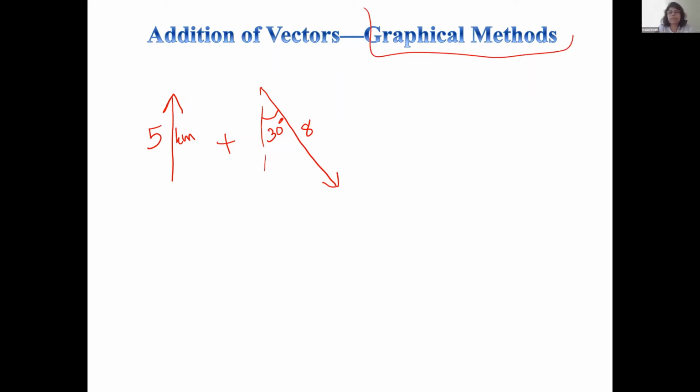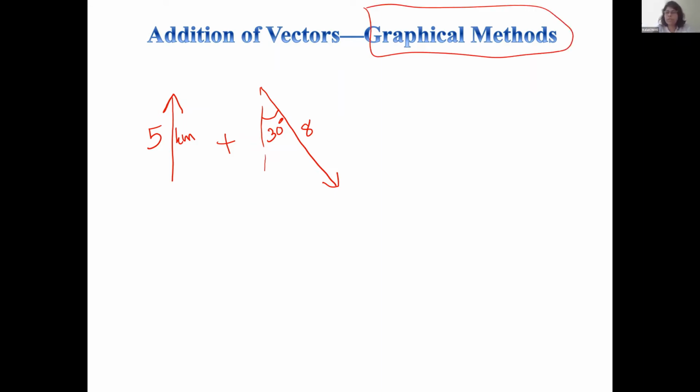We'll say I have a vector in the upward direction, 5 kilometers, right? And I need to add another vector, 8 kilometers at some angle, 30 degrees. Okay, so now I need to add these two vectors by using the graphical method, right?